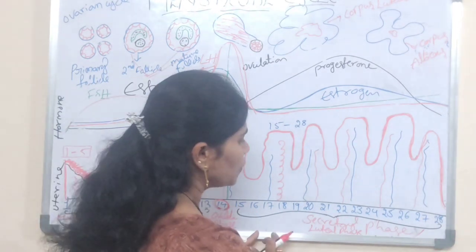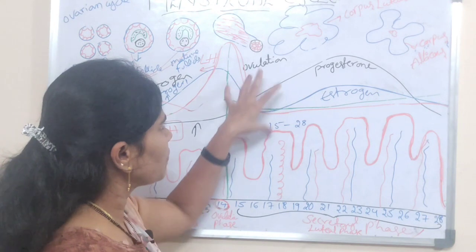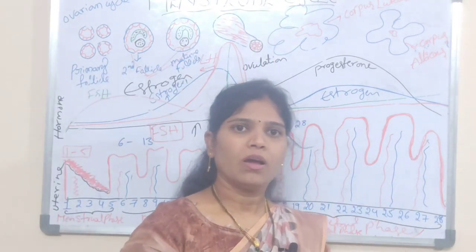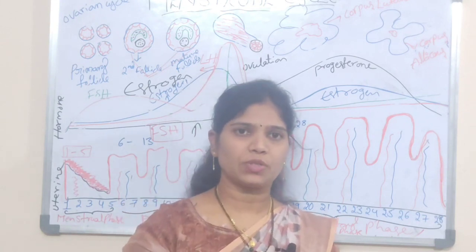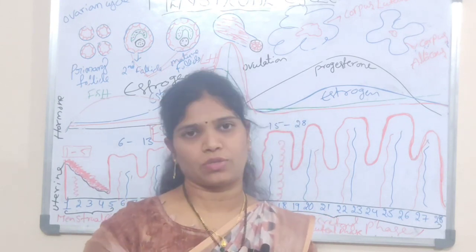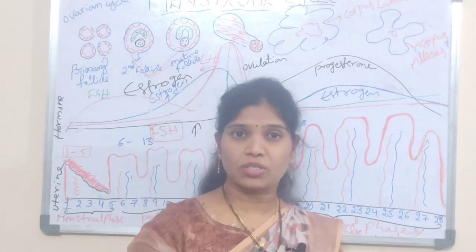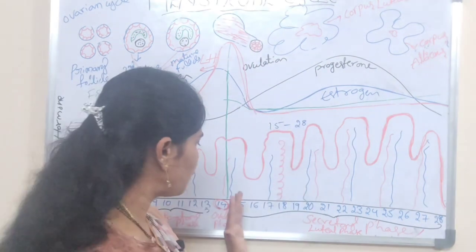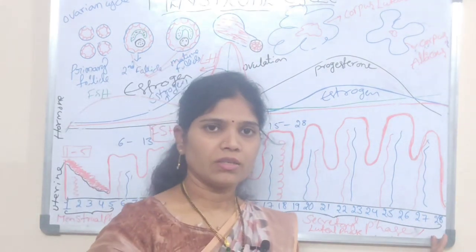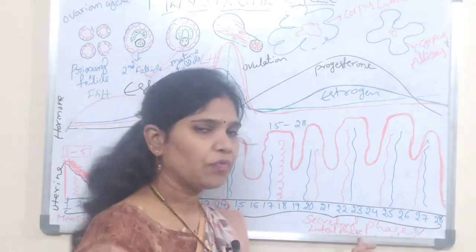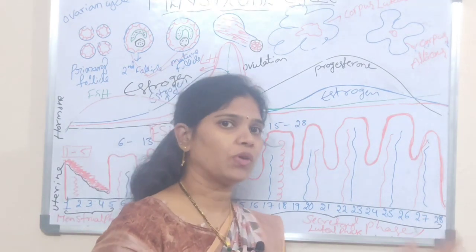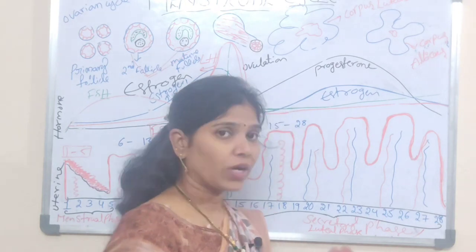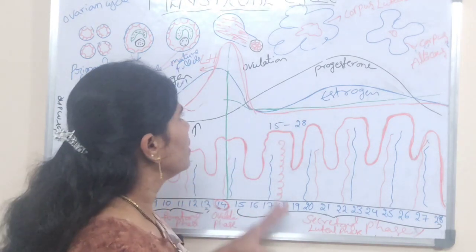What are the changes in the luteal phase? Here, from the corpus luteum there is the release of two types of hormones. One is progesterone and one more is estrogen. High level of progesterone, low level of estrogen, coming from the corpus luteum. After ovulation, the 15 to 28 days cycle is called the luteal phase or secretory phase or post ovulatory phase. After the ovulation phase, that's why it is a post ovulatory phase. So what is happening in this post ovulatory phase?